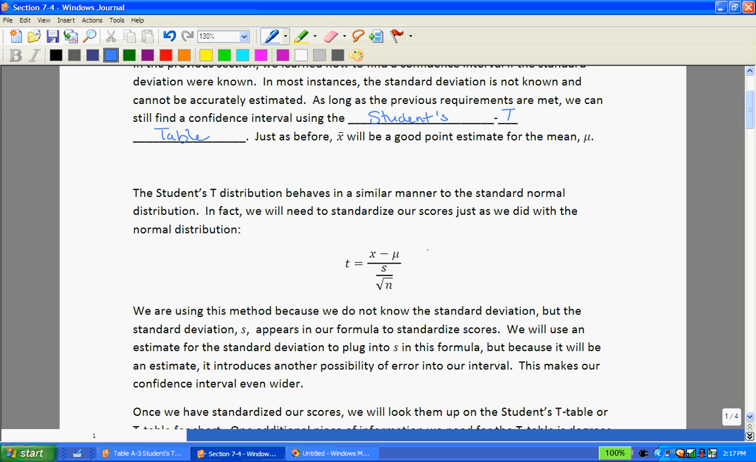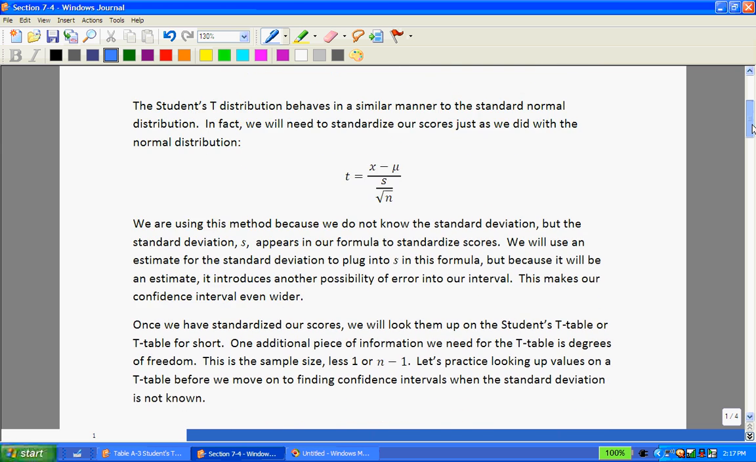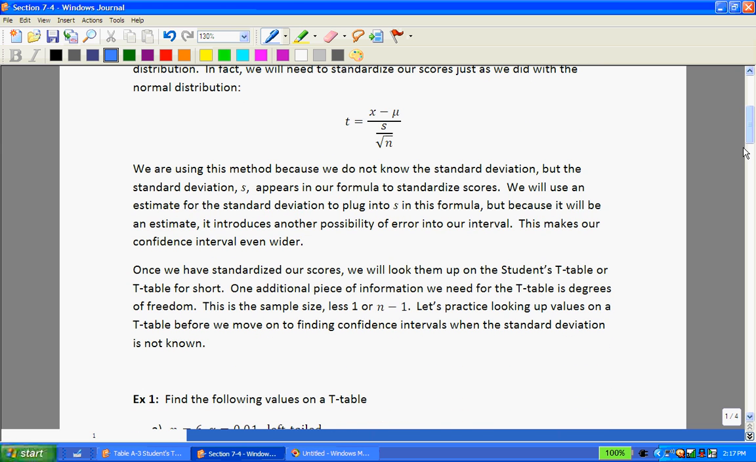But because it is an estimate, it's not the true population standard deviation, that introduces more error into our interval. And that makes our confidence interval a little bit wider. But we're still going to use this method. Now, once we've standardized our scores, we will look them up on the student's t-table, or t-table for short. So you won't hear student said quite as much, just t-table. One additional piece of information we need to look up something in the t-table is degrees of freedom. We didn't have to do that with the standard normal table, but we do have to do it here with the student's t-table. The degrees of freedom is the sample size less 1, or n-1.